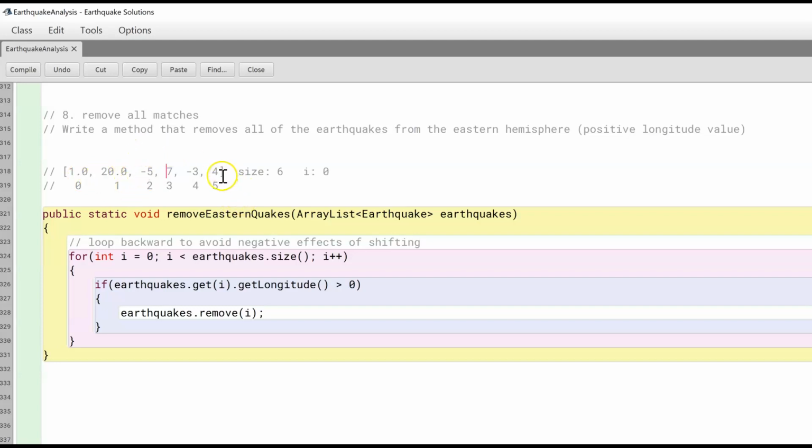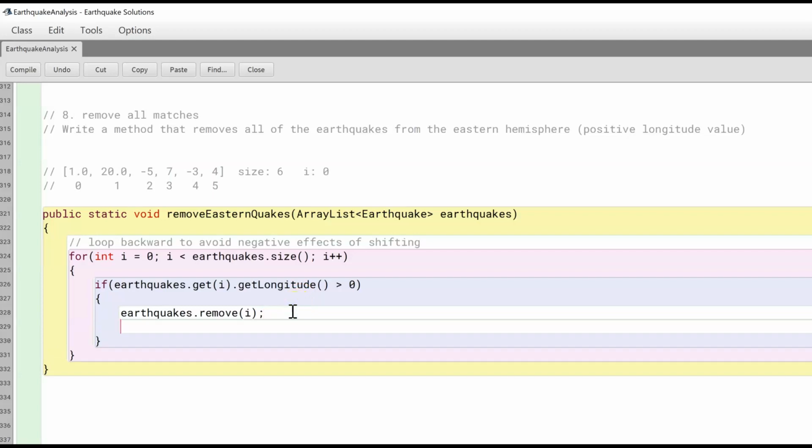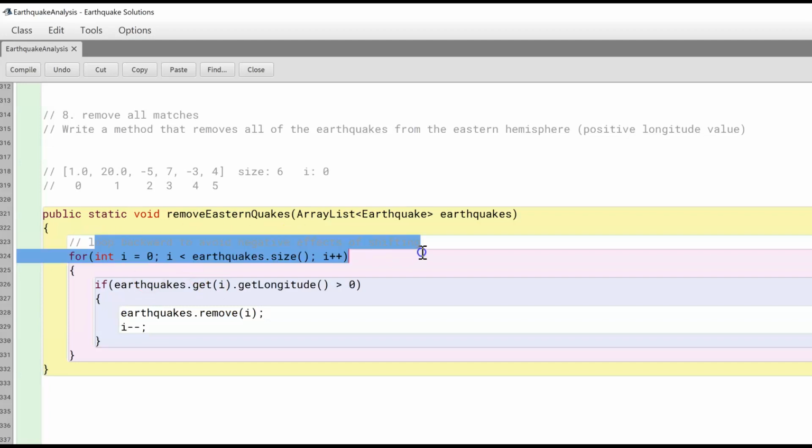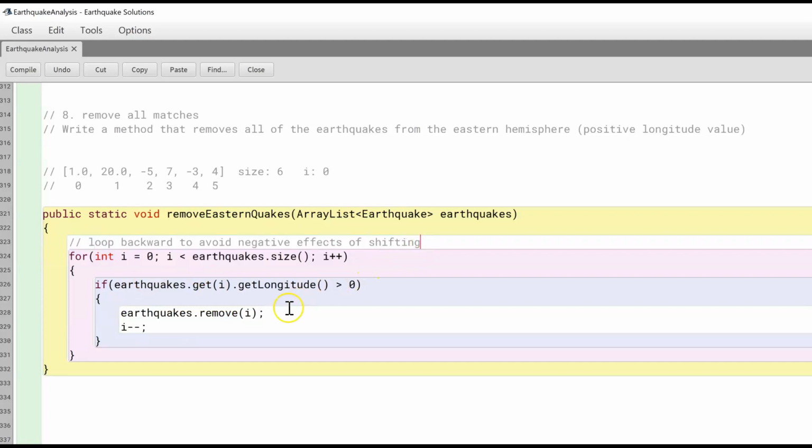So one way we can deal with that would be, when we find a match, to adjust for the fact that everything shifted left, and we can shift the index left as well. So that's the other way of doing it. However, looping backwards avoids all the negative effects in the first place, and you don't even have to worry about forgetting about shifting.